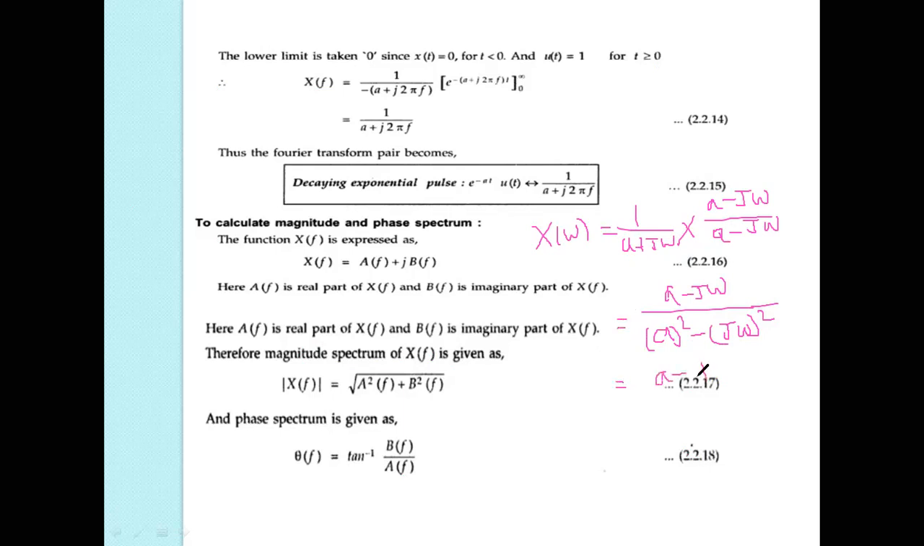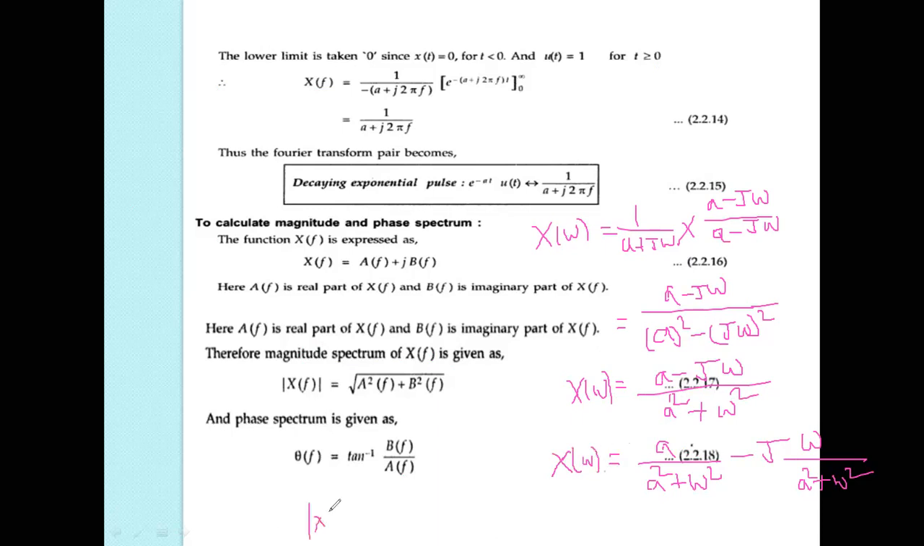So a minus j omega whole divided by a square, j square is minus 1 and the minus is already there, so a square plus omega square. X of omega is equal to. In this, which one is the real part? A by a square plus omega square is the real part, and the imaginary part is omega by a square plus omega square, of X of omega.